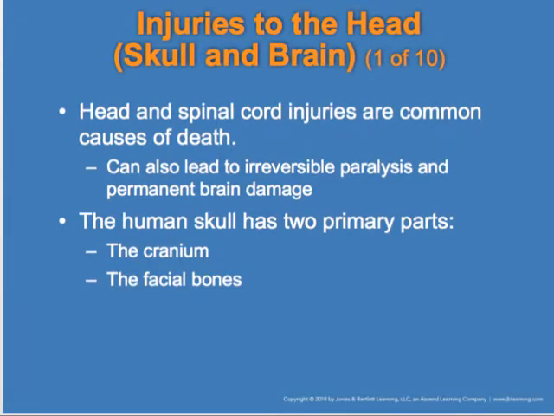When it comes to injuries to the head, skull, or brain, these kinds of injuries are actually pretty common causes of death, right?